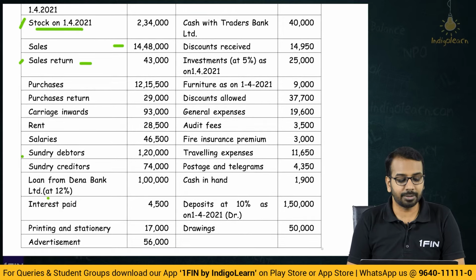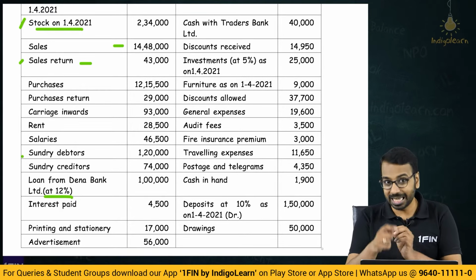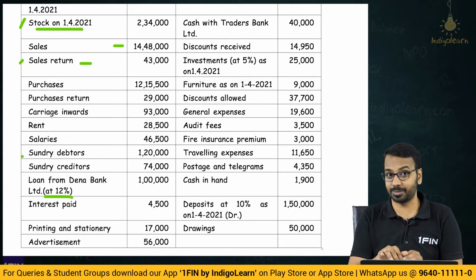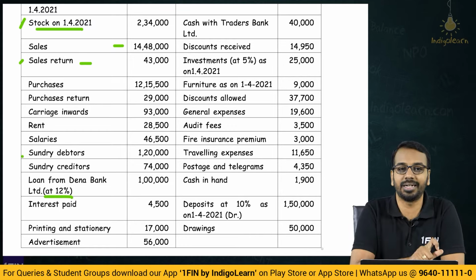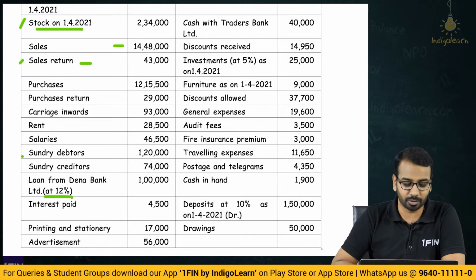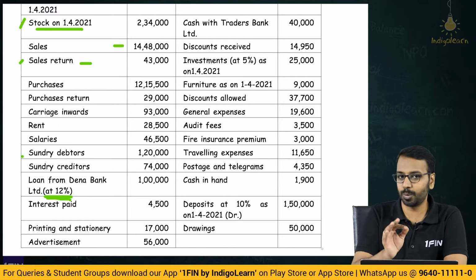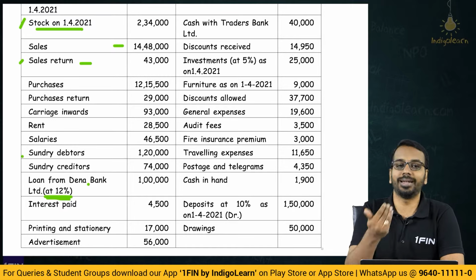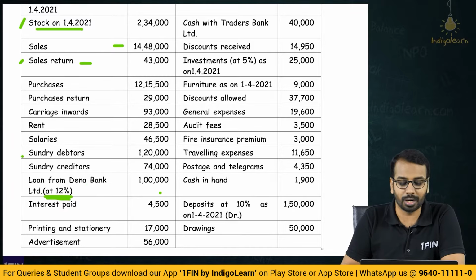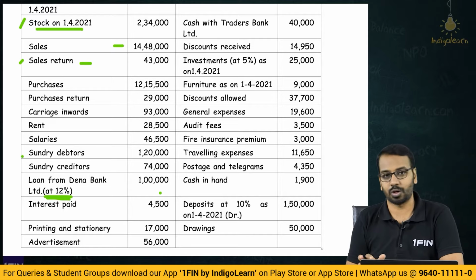Loan from Dena Bank Limited at 12%. Now these are called hidden adjustments. See, they have not given this as a specific adjustment. They have given some more information. But wherever you see this percentage, the one thing that should strike your mind is that interest should be paid at 12%. Now on what amount? If there are no further adjustments given, on this entire 1 lakh. If there are more adjustments given, you have to solve it according to the adjustments, right?